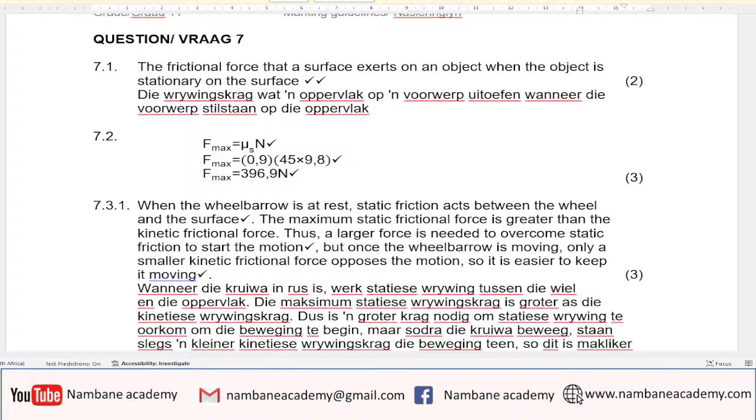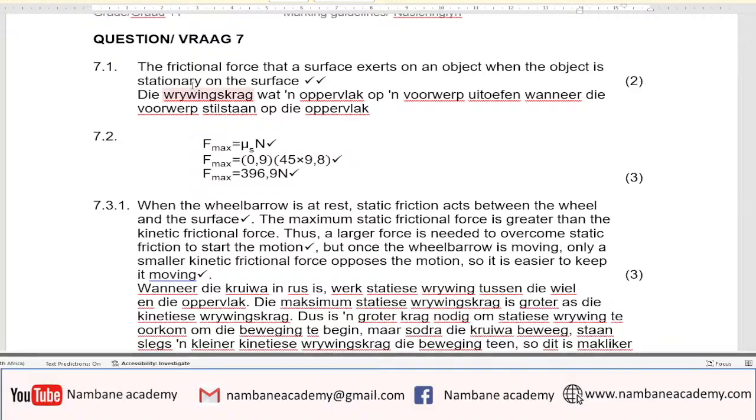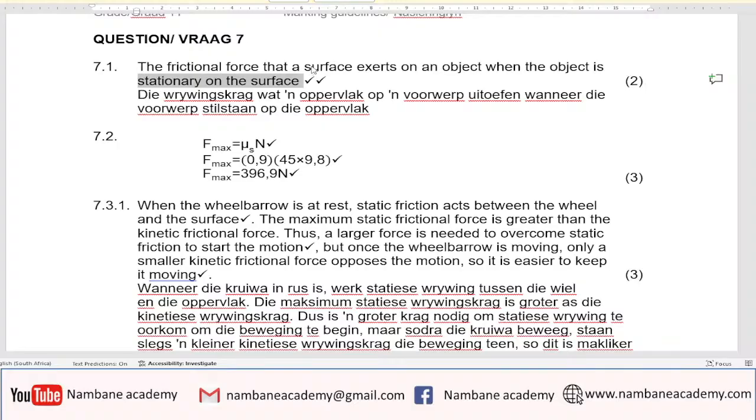7.2, calculate the maximum static friction force that can act on the wheelbarrow before it begins to move. So here they are using the formula F max equals mu S times normal force. Then they are substituting the coefficient given and calculating the normal force and then getting the final answer as 396.9 Newton for 3 marks.